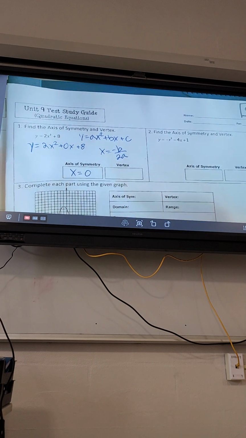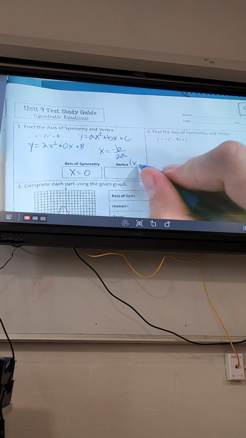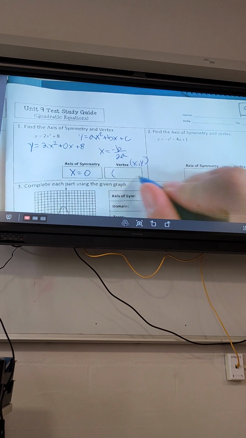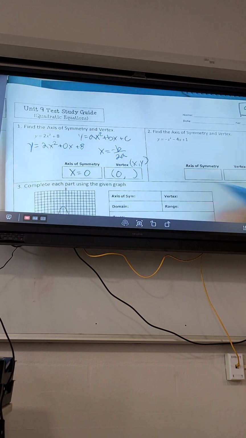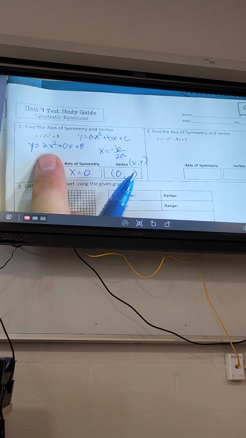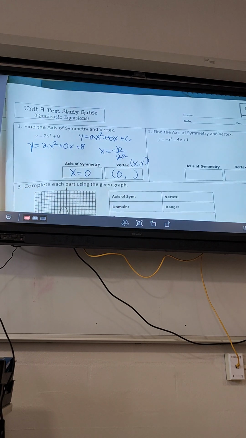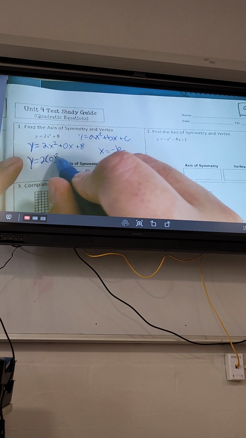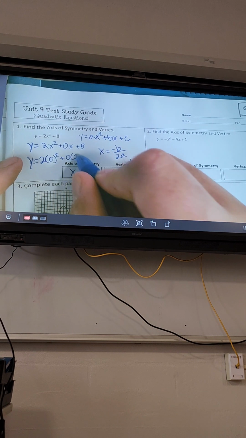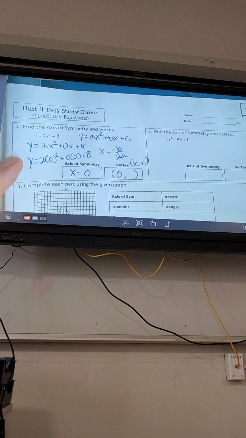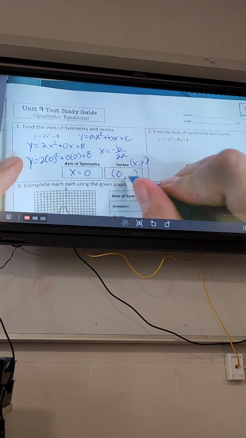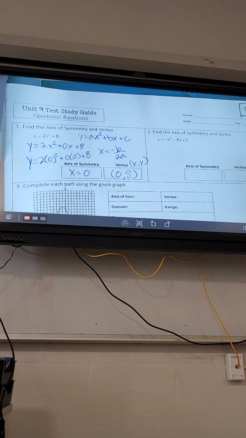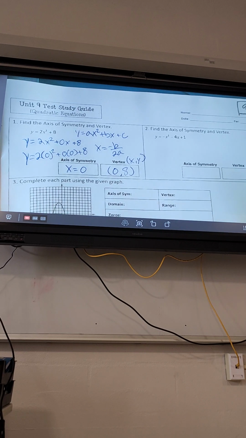Remember your vertex is an x and a y value, x comma y. Well, we already have the x value of my vertex. It's the 0. Now how do I find the y value? You simply plug in 0 for every x you see. So y equals 2 times 0 squared plus 0 times 0 plus 8. Everything's going to cancel out and give you just 8. So that is finding the axis of symmetry and finding the vertex.